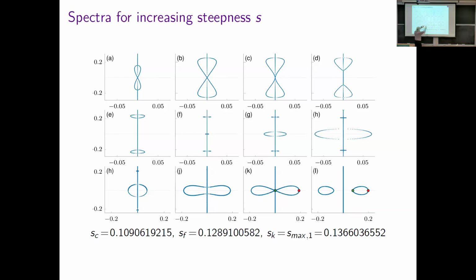This oval becomes larger and deforms to a bean, and these remnants of figure 8 get actually reabsorbed into it. This bean eventually becomes a figure infinity. The figure infinity is very different from the figure 8. The figure 8 exists for a range of steepnesses. The figure infinity exists for an isolated steepness, namely the first extremum of the Hamiltonian.